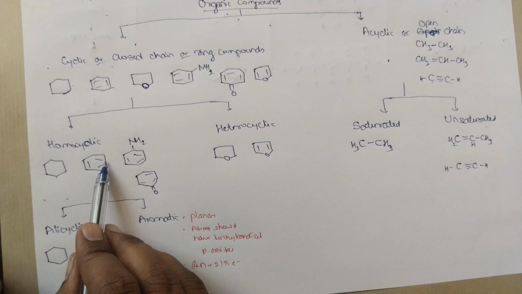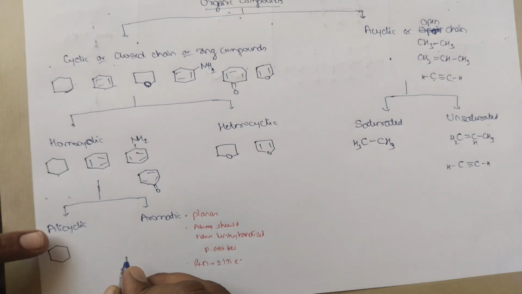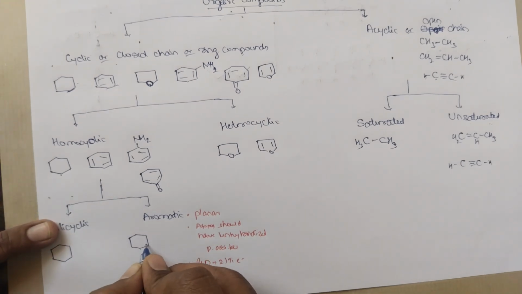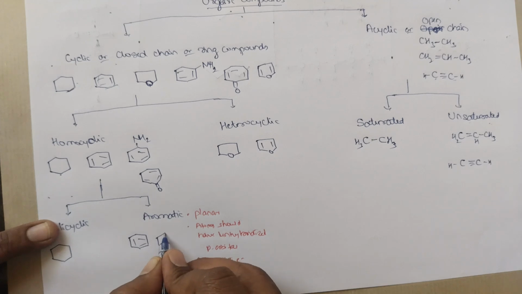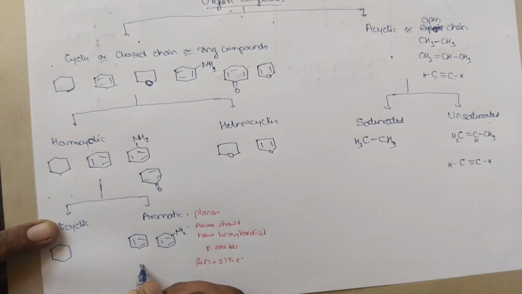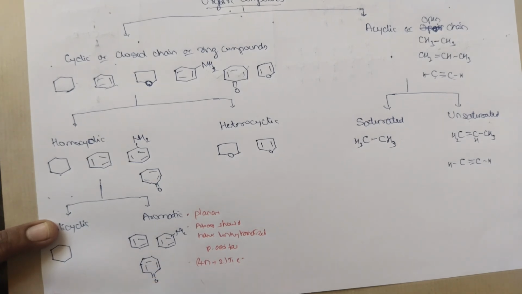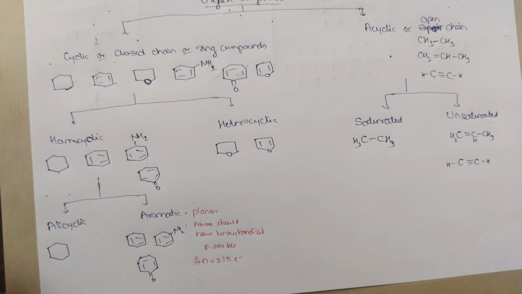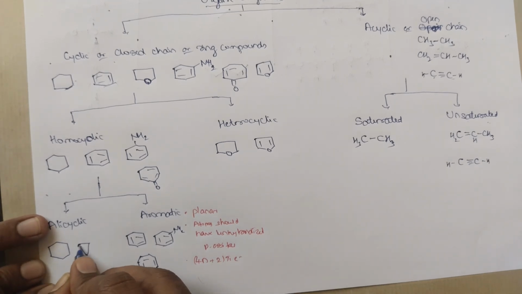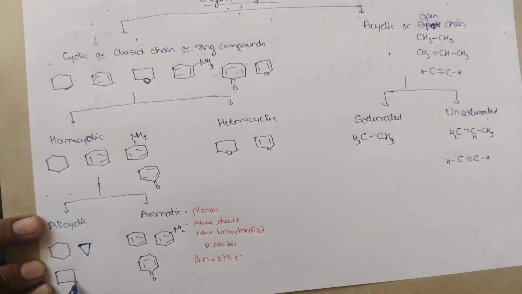But this compound is planar and it satisfies the aromatic rules, so this comes under aromatic compounds, and this is also aromatic, with NH2, and this is also an aromatic compound. Then there is no further classification in alicyclic. These are the alicyclic compounds, all are single bonds.